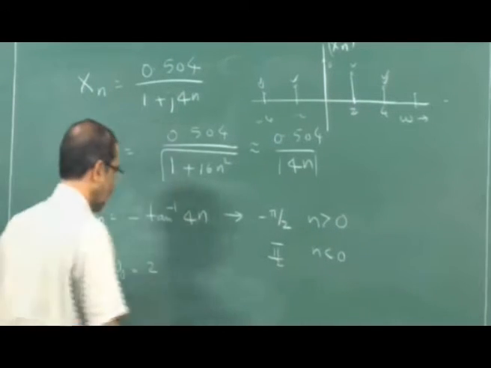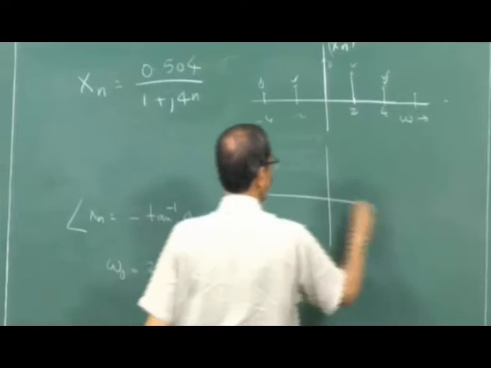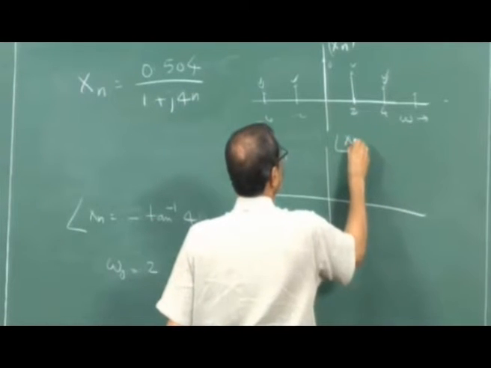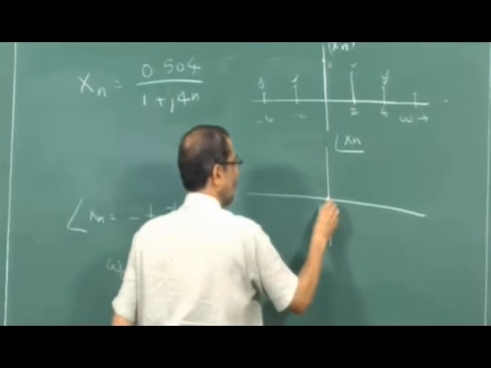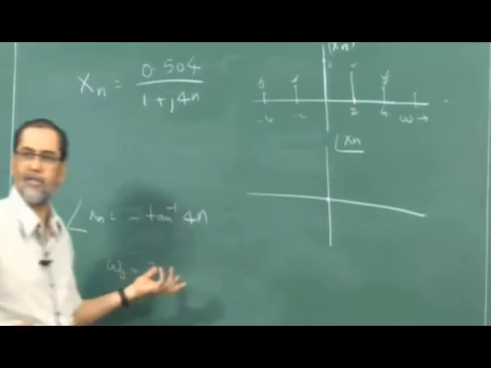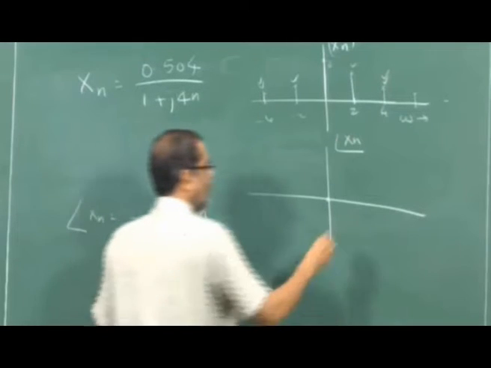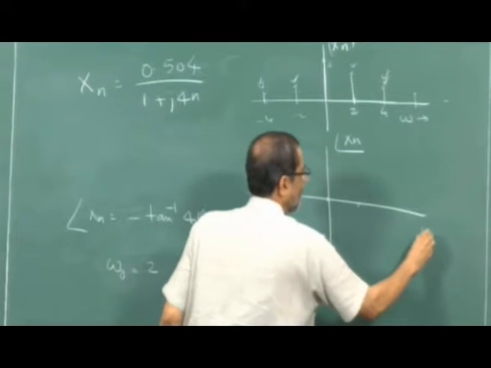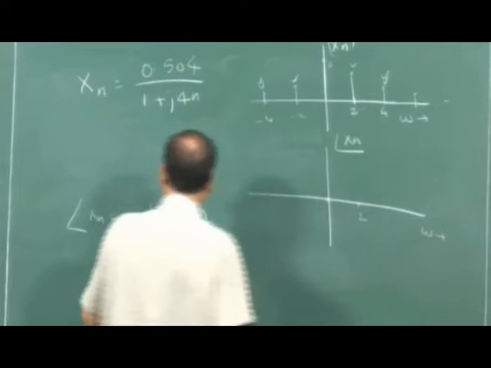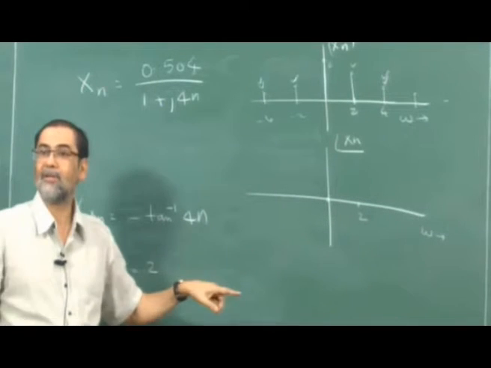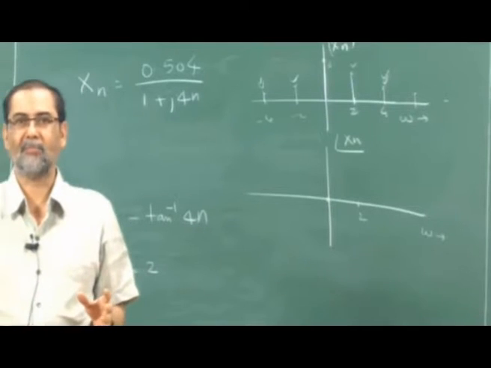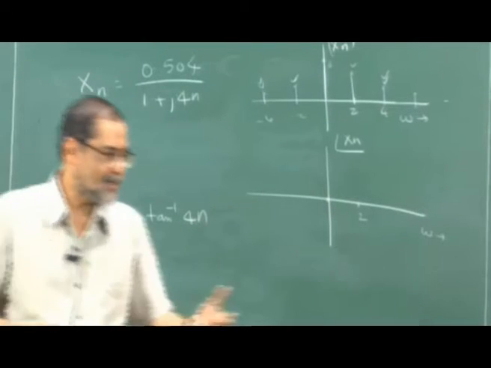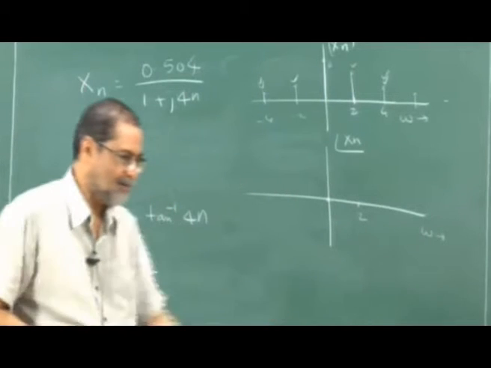You can also sketch, below this, the phase value. At n equal to 0, this value is 0, because tan inverse 0 is 0, so that's a 0. N equal to 1, that means omega is 2, n equal to 1, tan inverse 4, and tan inverse 4 is nearly pi by 2, a little less. I have not shown the value.